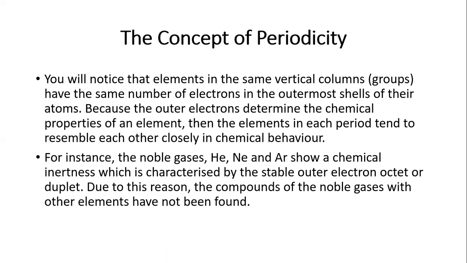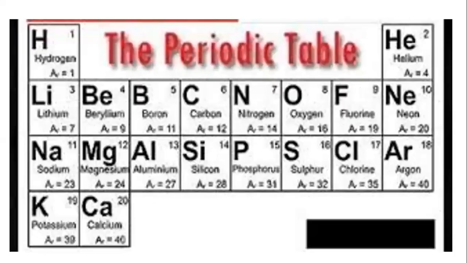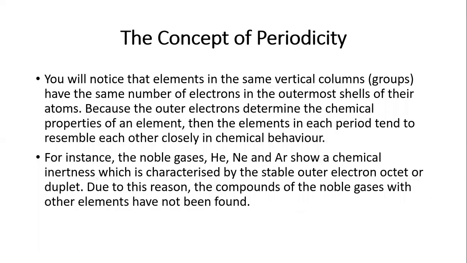As you can see, if you write the electronic configuration of neon, you see that it is stable. If you write the electronic configuration of neon as 2, 8, it means that it is complete. Argon also shows a complete outermost shell. The same goes for helium. Now from there, we see that they are stable. Due to these reasons, the compounds of the noble gases with other elements cannot be found.